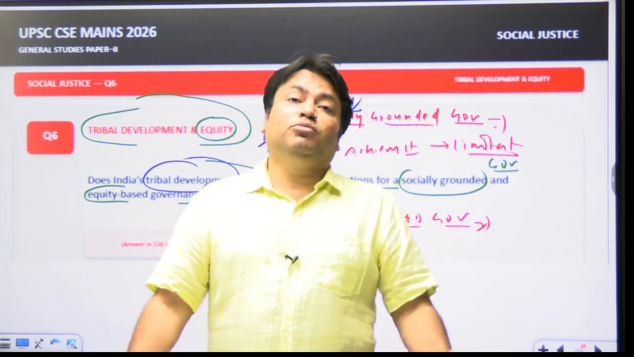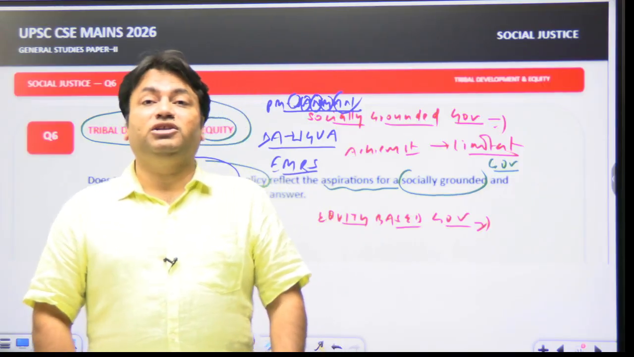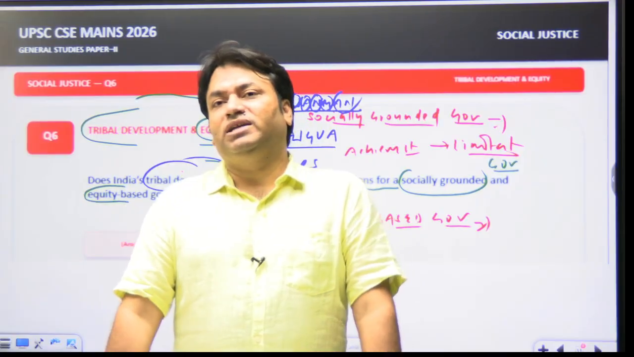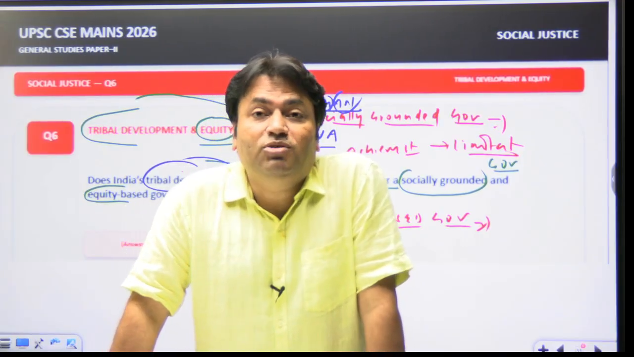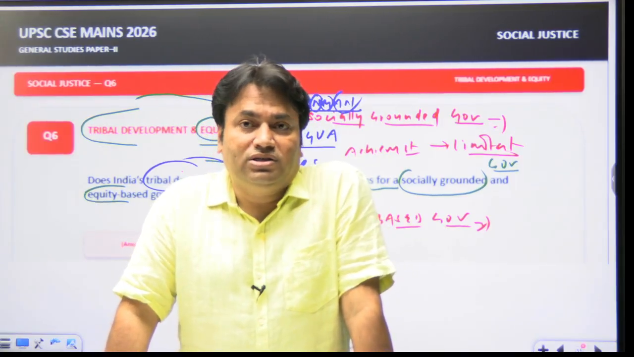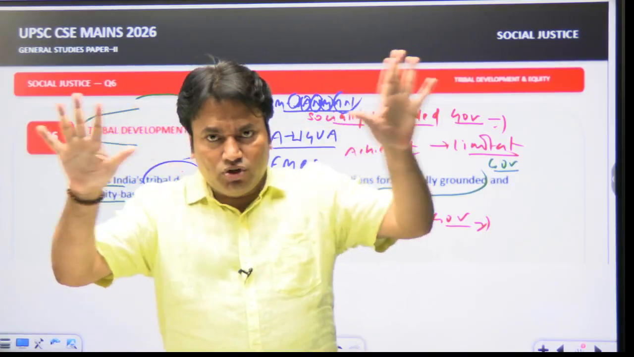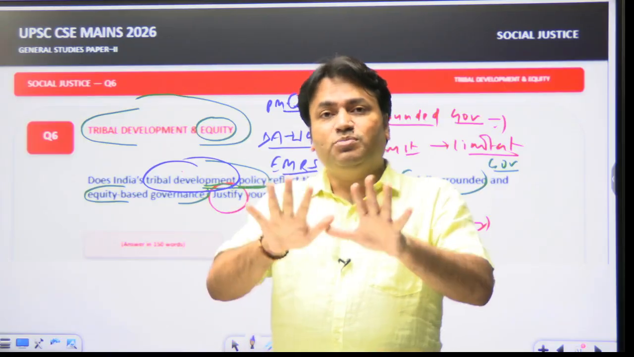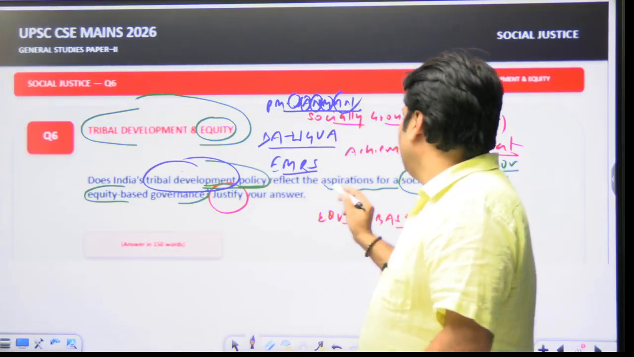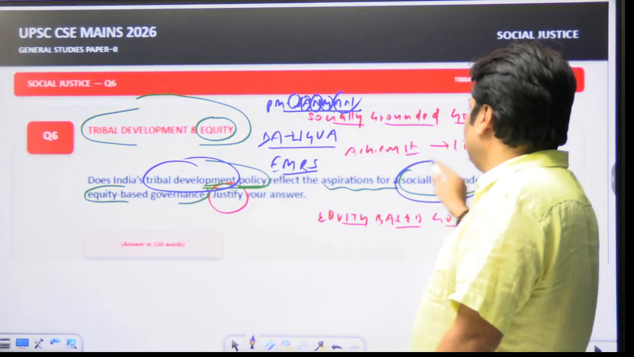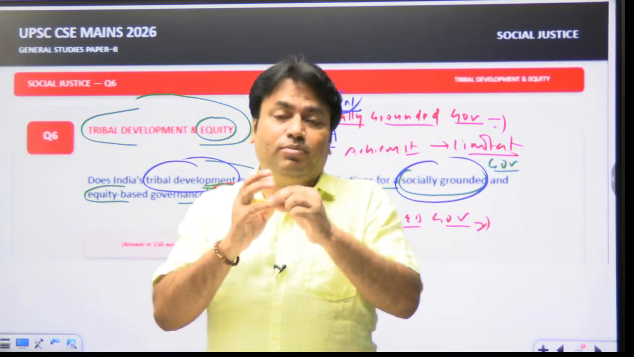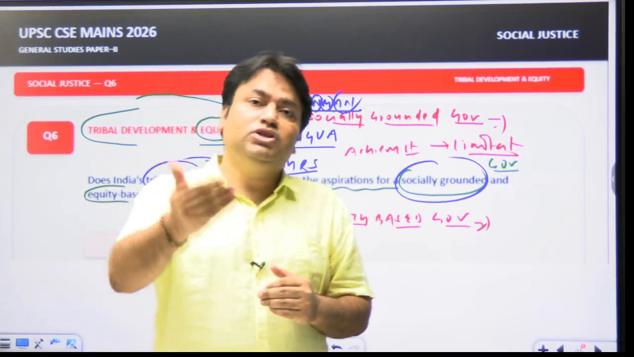Now, for livelihood promotion of the tribal people, initiatives related to tribal products, forest produce, entrepreneurship and skill development attempt to connect tribal communities with markets while strengthening livelihood opportunities. But we have talked about so many policies, and these policies are still not fully socially grounded. This we have to answer, and this is the critical part of your answer. Why are they not fully socially grounded?